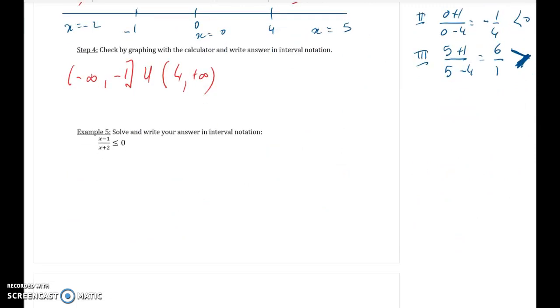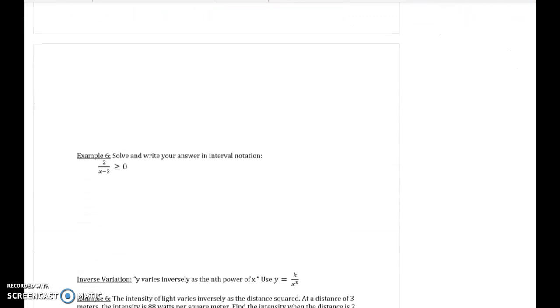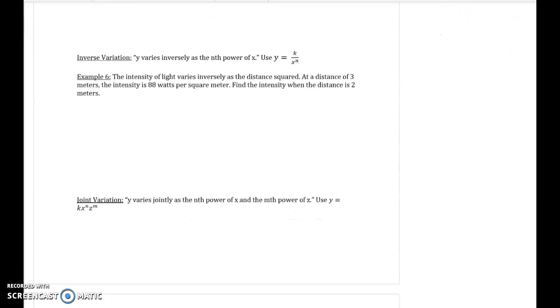Solve and write your answer for example number 5, as well as example number 6, by yourself. Example number 7, regarding the inverse variation. Let's do problem number 6.